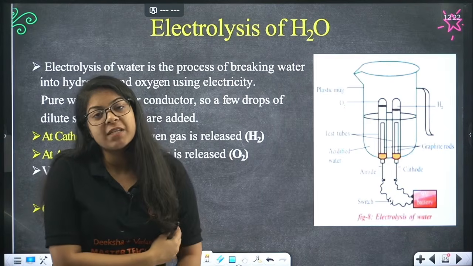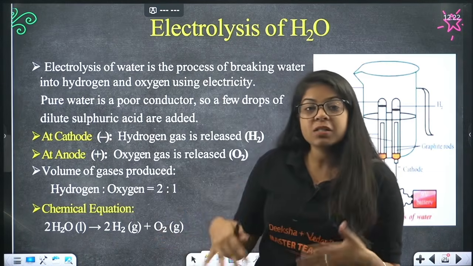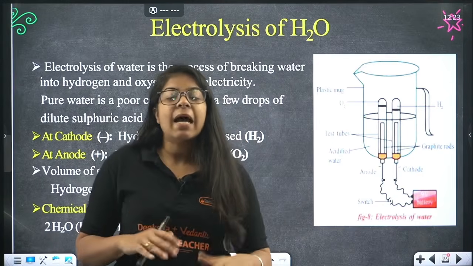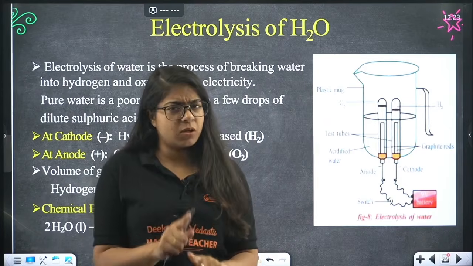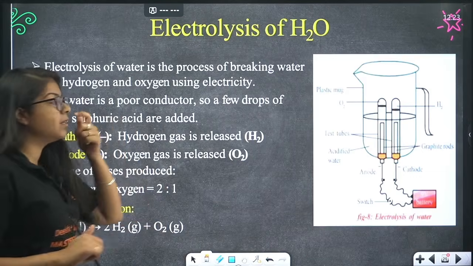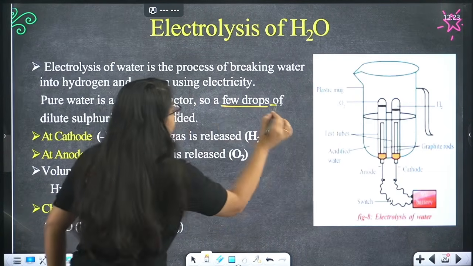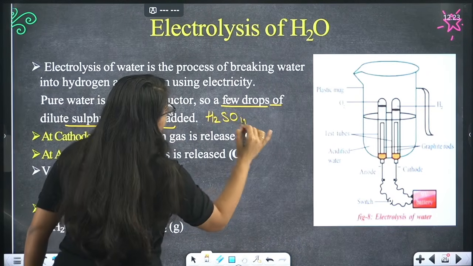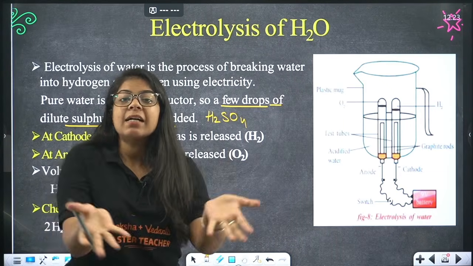But beta, pure water is a bad conductor of electricity. When we get shocked from the water, that water is not pure. It has so many salts. Those salts conduct electricity and our body conducts electricity. But pure water, just H2O, is not a good conductor of electricity. So in this water, a few drops of sulfuric acid, H2SO4, are added. Then it conducts electricity.